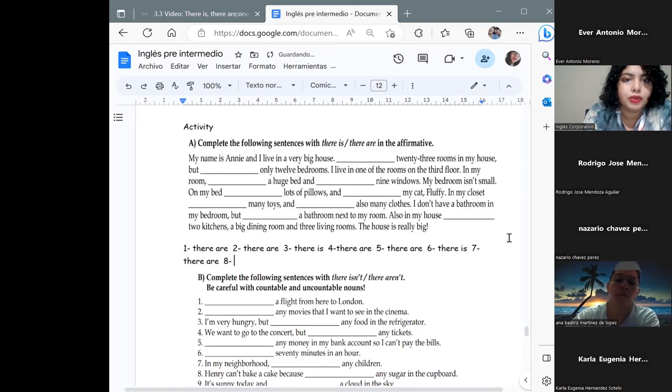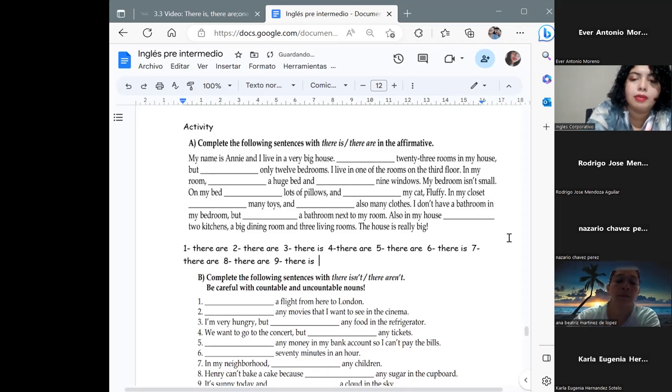I think 1, 2, 3, 4, 5, 6, 7, 8. There are. Is the number 8. I think I am okay. 6, 7, 8. Yes. Number 9. And I don't have a bathroom in my bedroom, but a bathroom next to my room. No tengo un baño en mi habitación, pero un baño cerca de mi cuarto. There is or there are? There is. Very good.